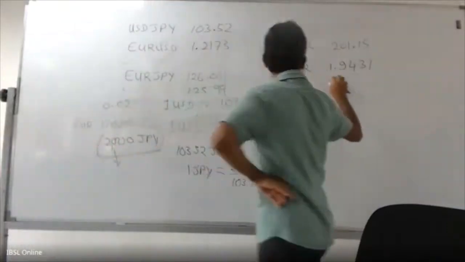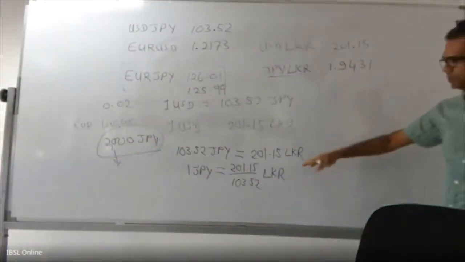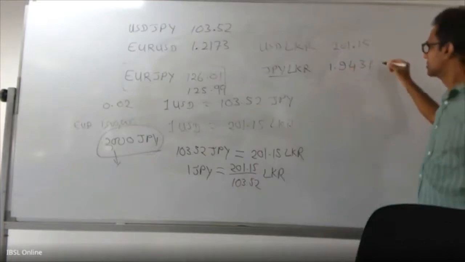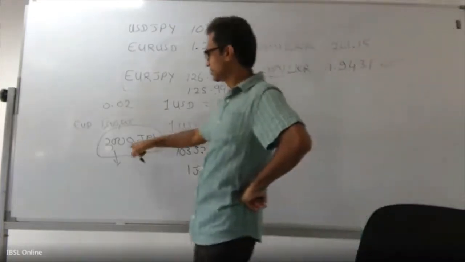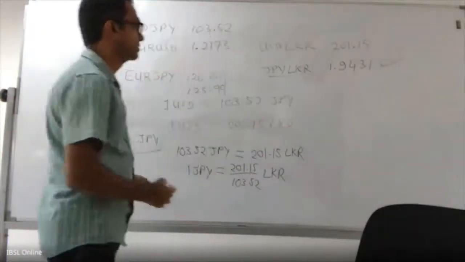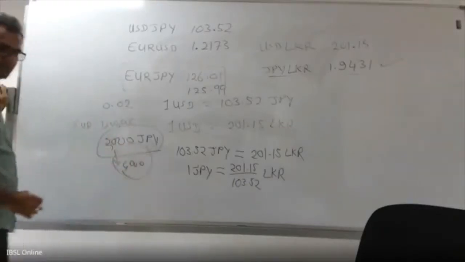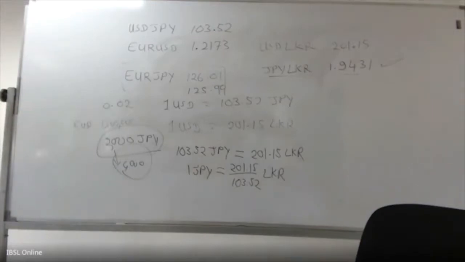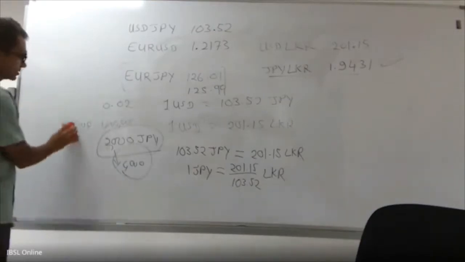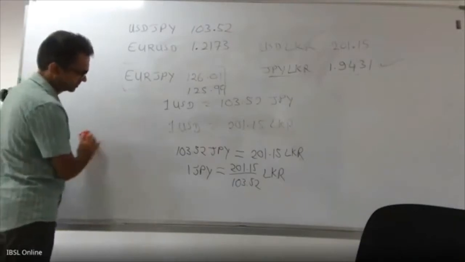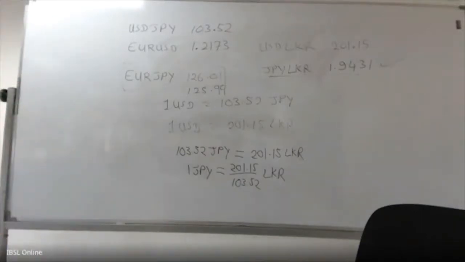This answer is correct. When you divide 201.15 by 103.52, you get 1.9431. So this is correct. So 2000 JPY into 1.9, that means almost 2, it's almost a loss for the difference of 4,000 rupees. You can see it's a substantial amount. So you can't make this sort of mistakes when you are in the treasury. Is it clear? Yes, sir. Okay.